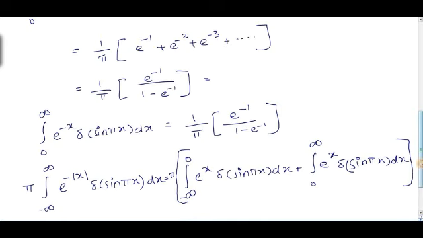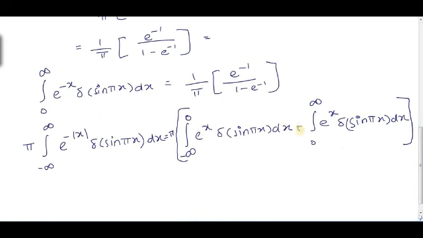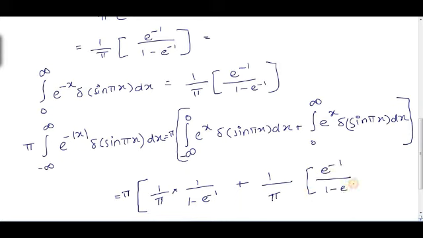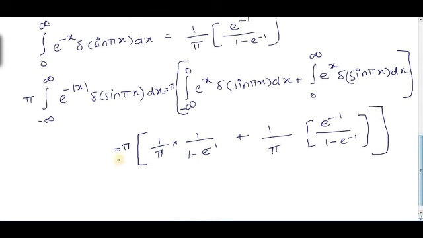Now let's substitute the values. We have found the values of these two integrations, and I am going to substitute here: pi into the first value 1 by pi into 1 by 1 minus e power minus 1, plus, for this one the answer is 1 by pi into e power minus 1 divided by 1 minus e power minus 1. This pi we can cancel. I can take it common and cancel it. Now we will get 1 plus e power minus 1 by 1 minus e power minus 1.